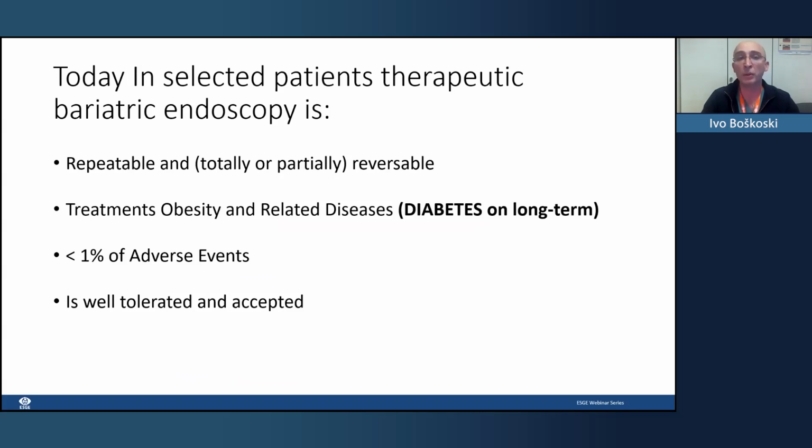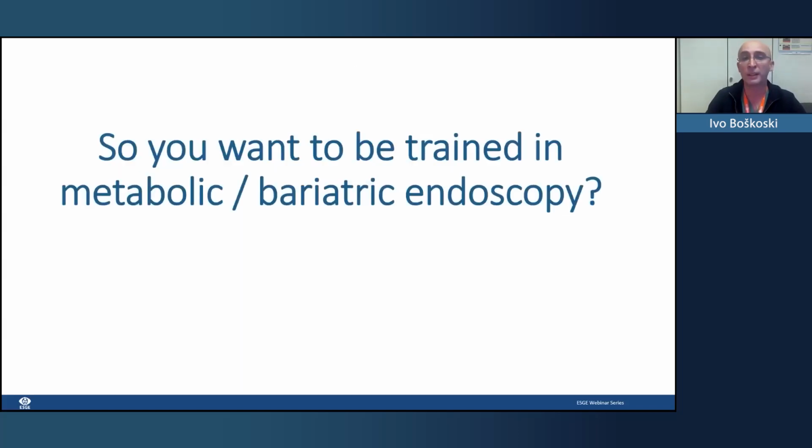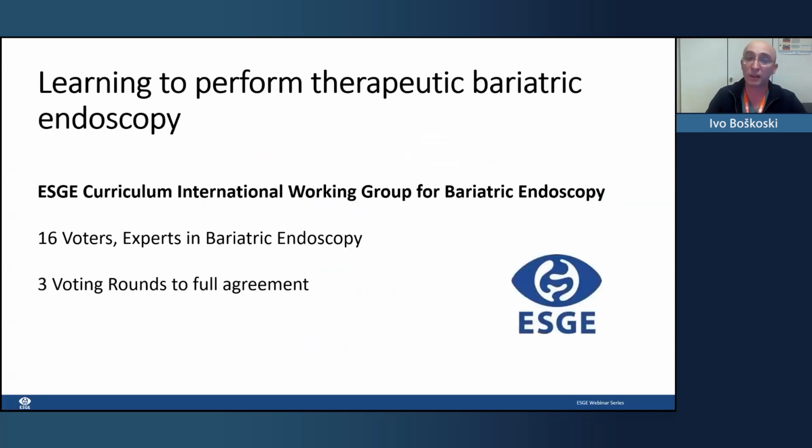And today we know exactly that bariatric endoscopy is repeatable, totally or partially reversible. It treats obesity and related diseases, has less than 1% of adverse events, and is well tolerated and accepted. So you want to be trained in bariatric endoscopy. So ESGE is there to give the answer.